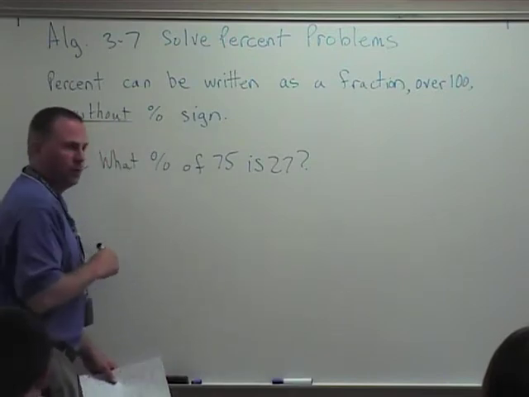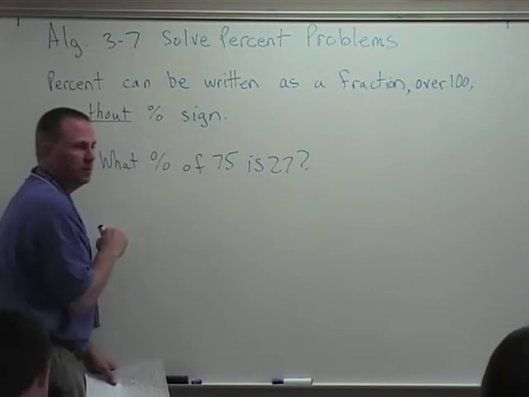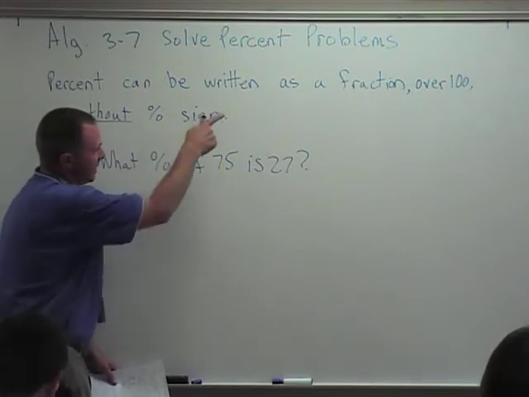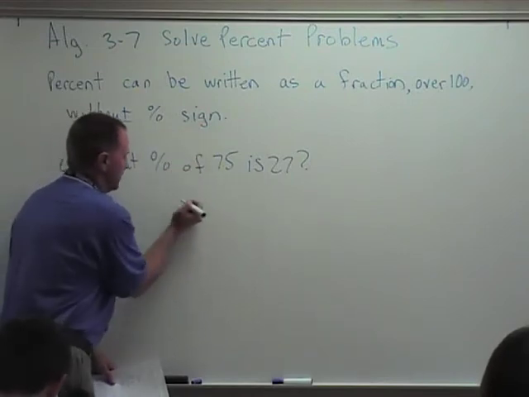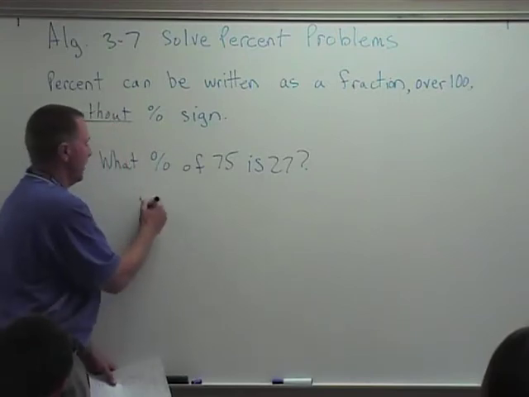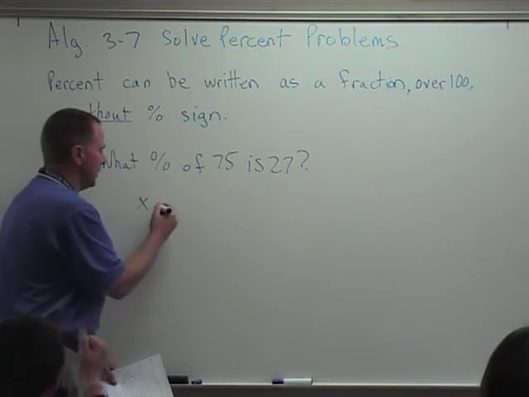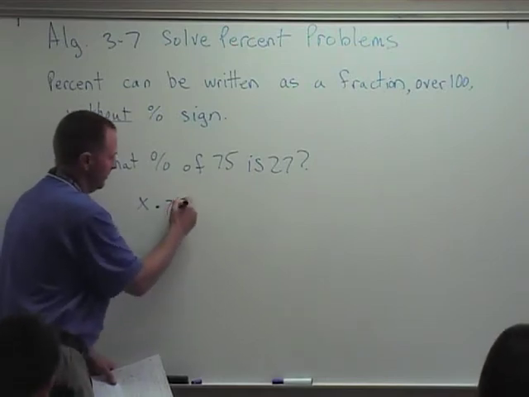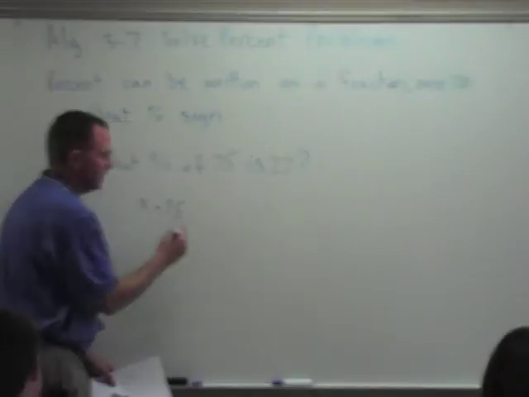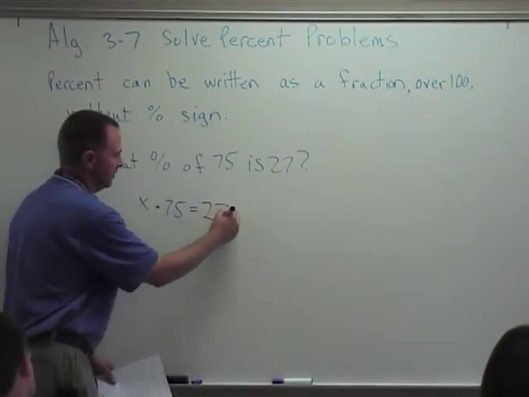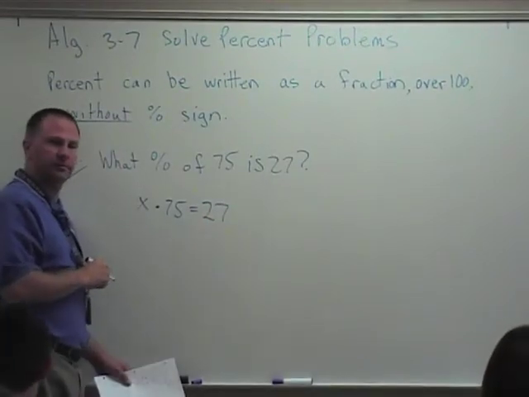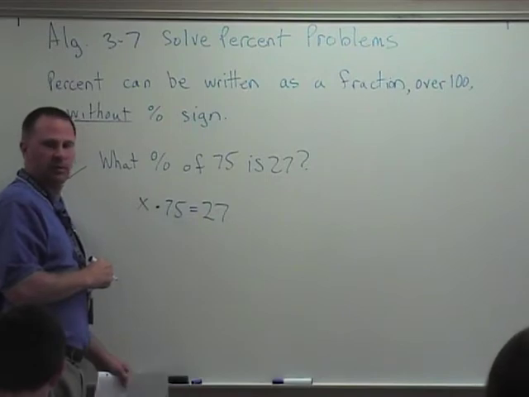Whenever I don't know what I'm looking for, that's my x, and I don't know what the percent is. But as a fraction, oops, I'm not going to do it that way. So I'll put x here. That's my percent. Of means multiplication. 75. Is means equals 27. Can I solve that? Yep. How hard is that to solve? Pretty easy, right?